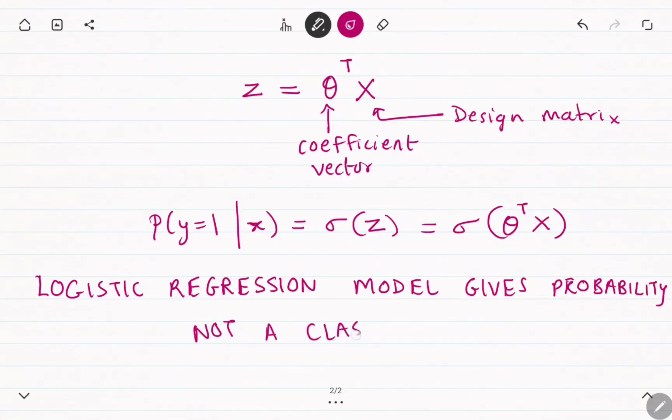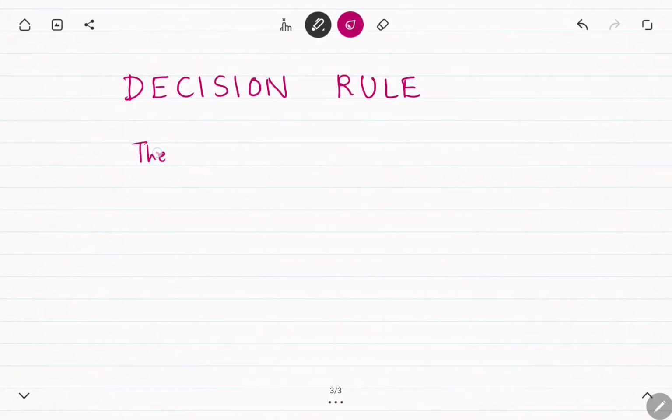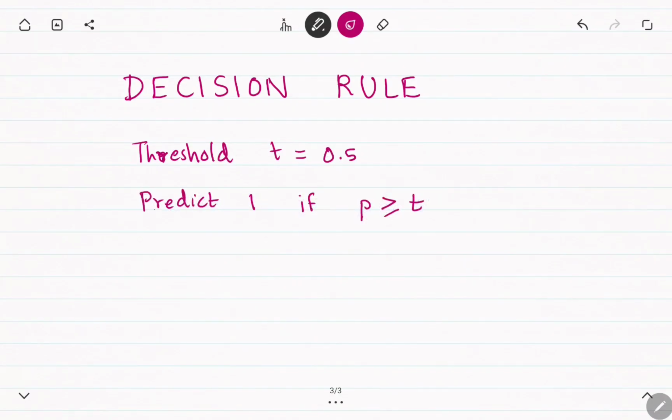To convert probability into a class label, we choose a threshold t. The standard choice is t equal to 0.5. We predict class 1 if probability is at least t. So thresholding is not the probabilistic model itself. Thresholding is what we do after the model gives us a probability.